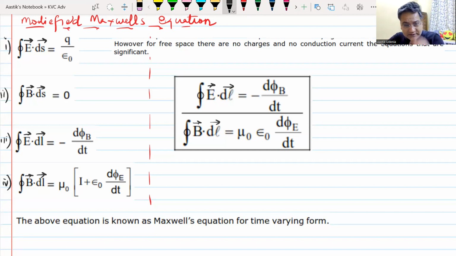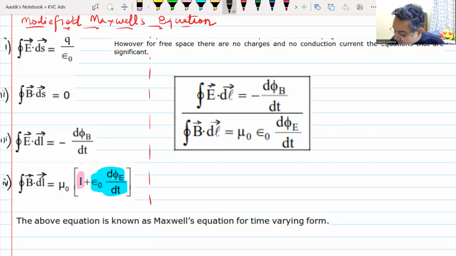The third equation changes, because it also takes into the picture the time varying electric field. A time varying electric field gives rise to a magnetic field. Do we understand this? The third equation was a time varying magnetic field giving rise to an electric field. The fourth equation has a time varying electric field giving rise to a magnetic field. This I is the conduction current and this one is the displacement current.